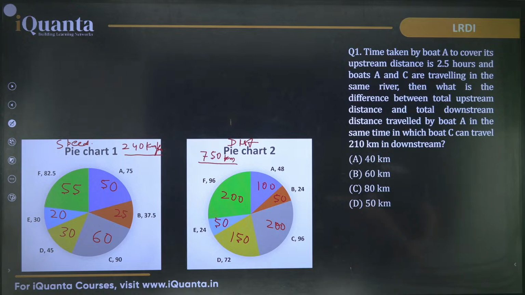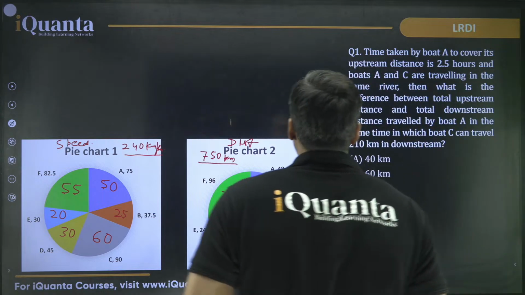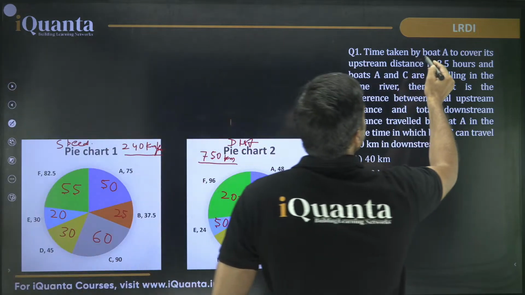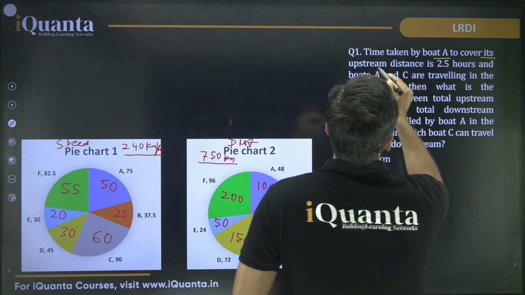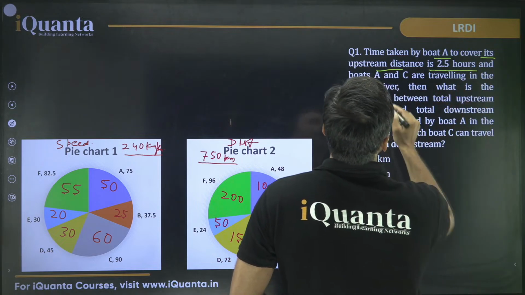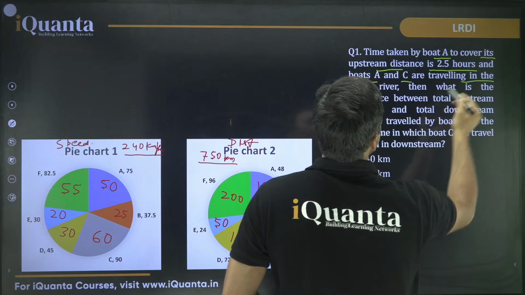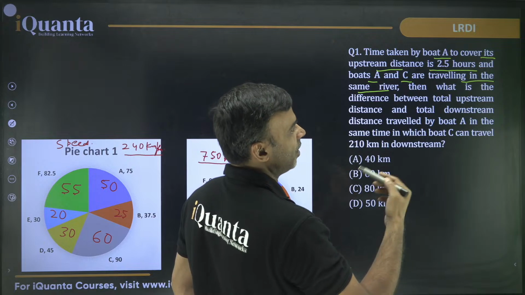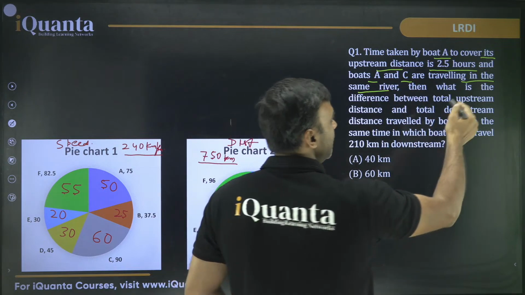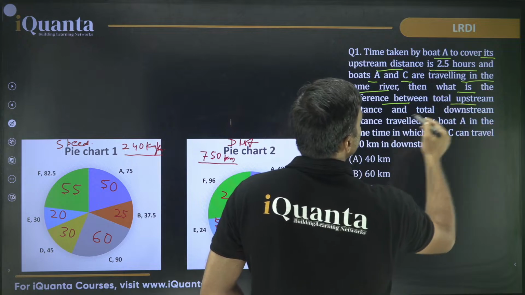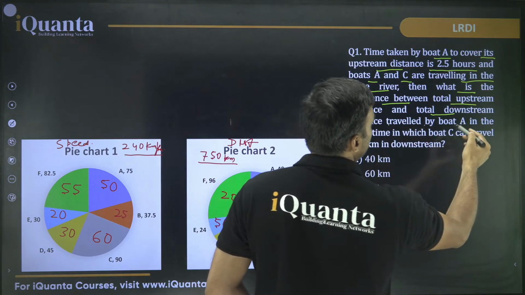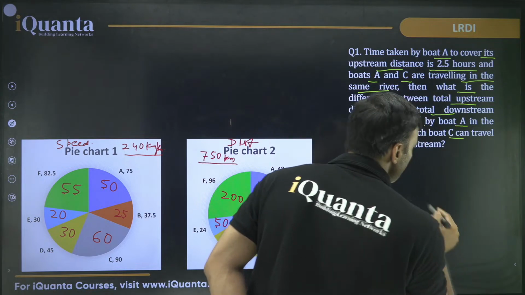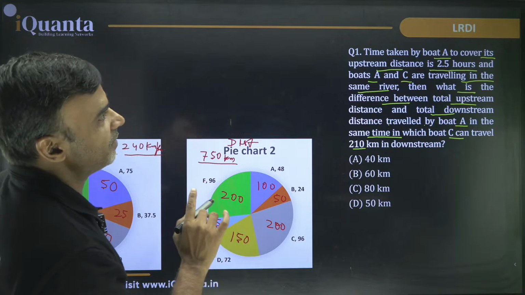Chalo, let's take up the first question. We'll solve it together. What does it say? Time taken by boat A to cover its upstream distance is 2.5 hours, and boats A and C are traveling in the same river. The sense of saying same river is that the speed of the river, or speed of stream, is the same for both cases. Then what is the difference between the total upstream distance and the total downstream distance traveled by boat A in the same time in which boat C can travel 210 kilometers downstream? So very carefully, one by one, we have to do it.